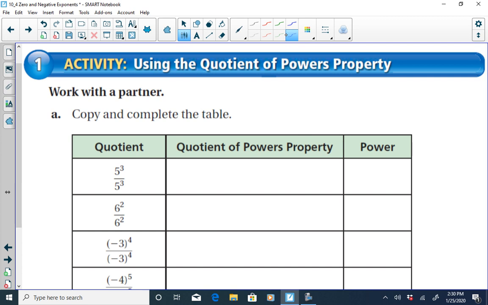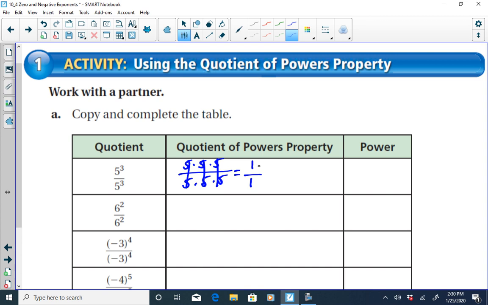Let's explore the power of 0 using our quotient of powers properties here. So 5 to the third power is the same as 5 times 5 times 5. 5 to the third power divided by 5 to the third power is going to be the same as 5 times 5 times 5 over 5 times 5 times 5. So we have 3 powers of 5 in the numerator, and 3 powers of 5 in the denominator. We all know that when we have the same value in both the numerator and the denominator, they cancel each other out. So we'd have a 1 in the numerator and a 1 in the denominator.